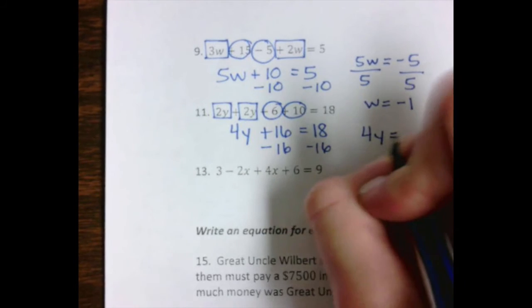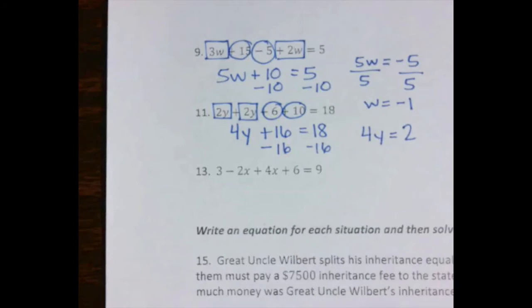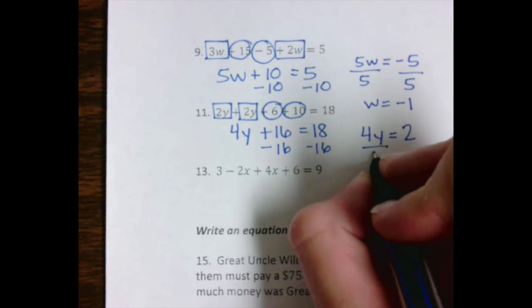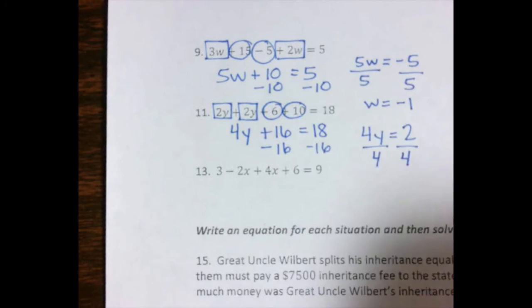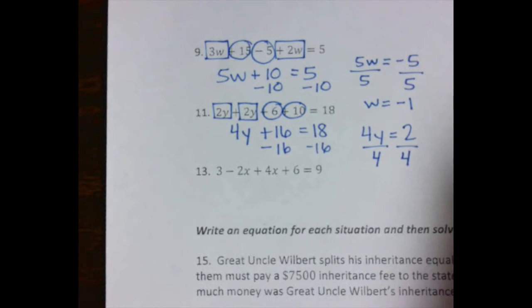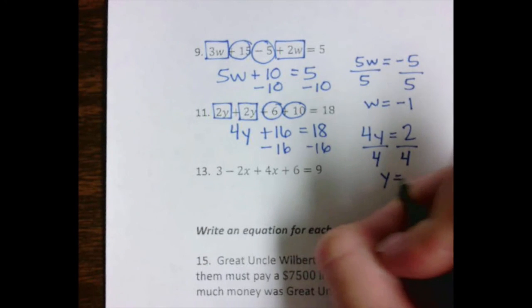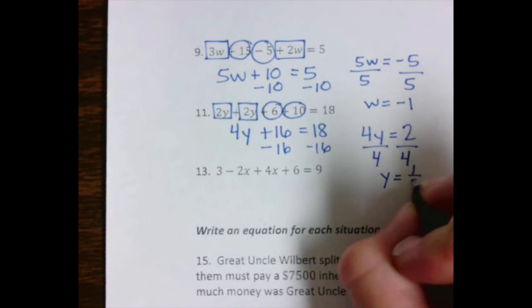So you would end up with 4y equals 2. And then you need to do the inverse operation of that, which is division, and divide 4 on both sides. So y will simplify to 1/2.